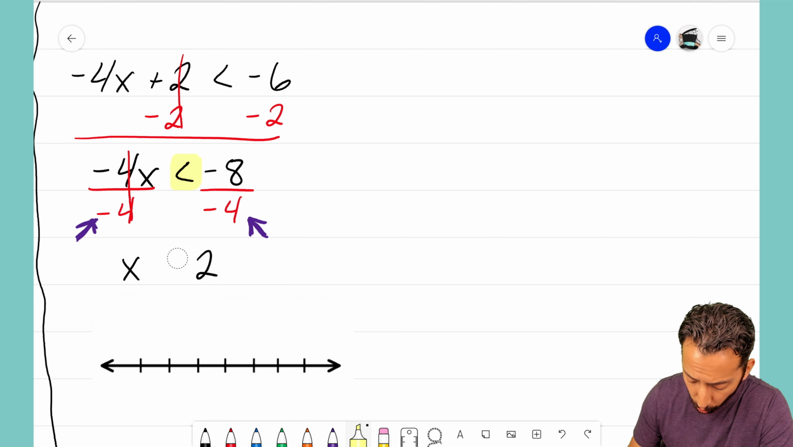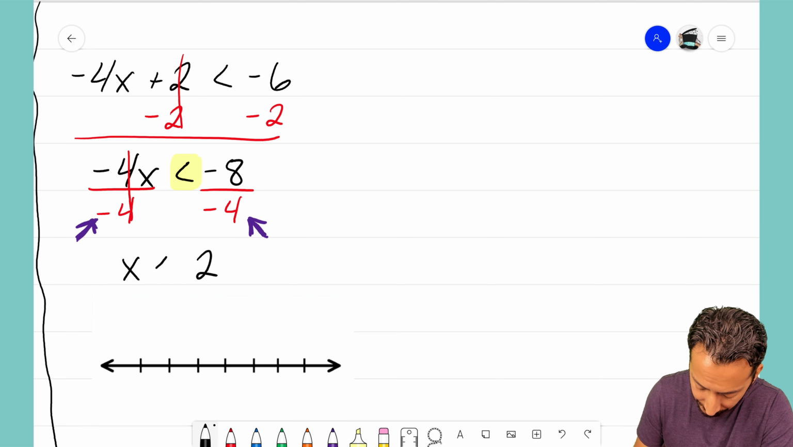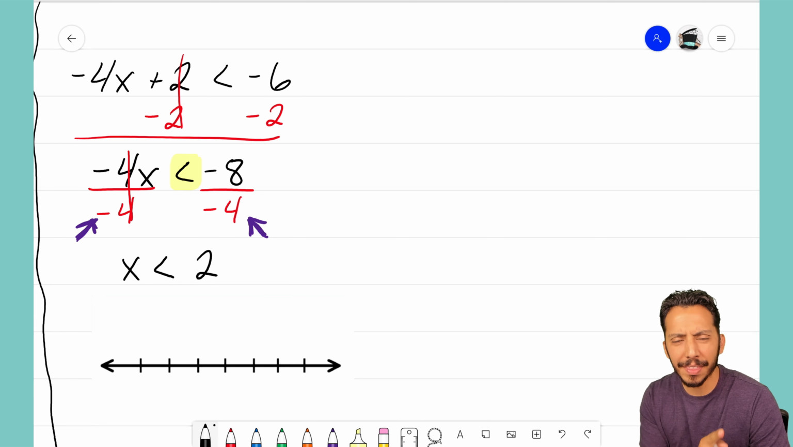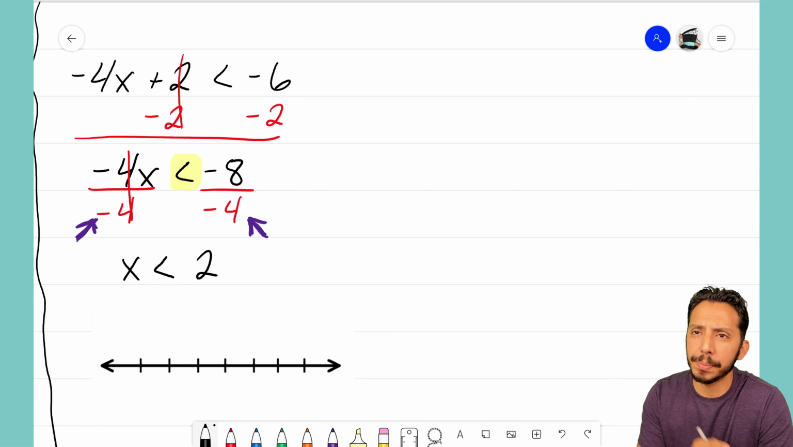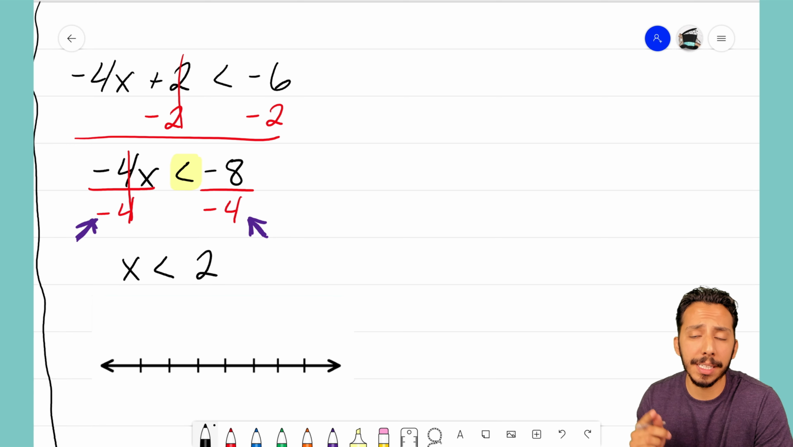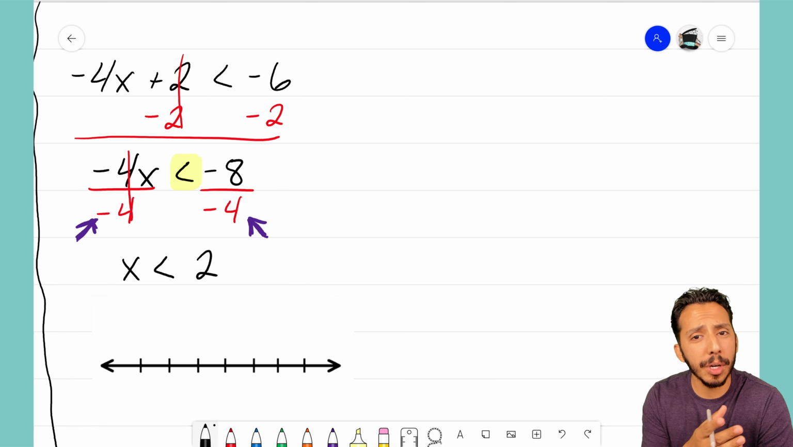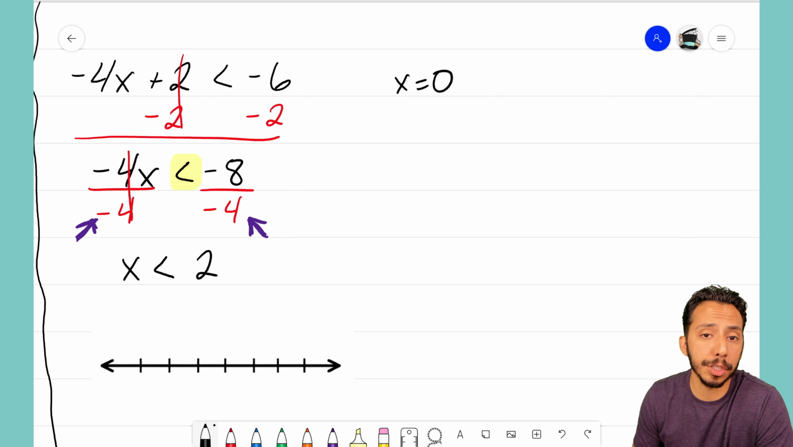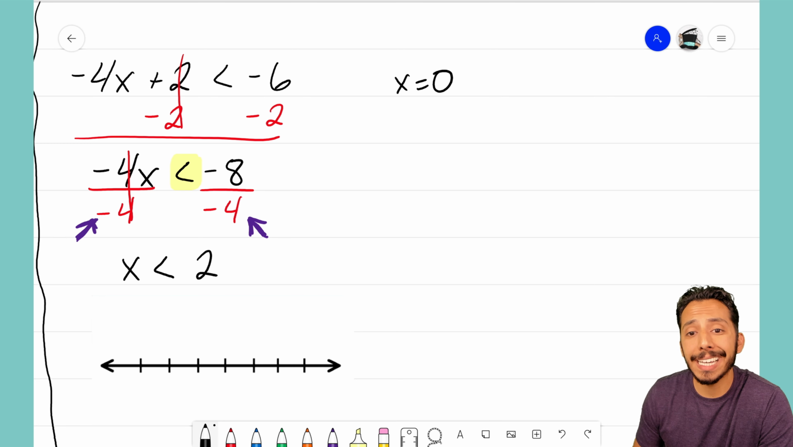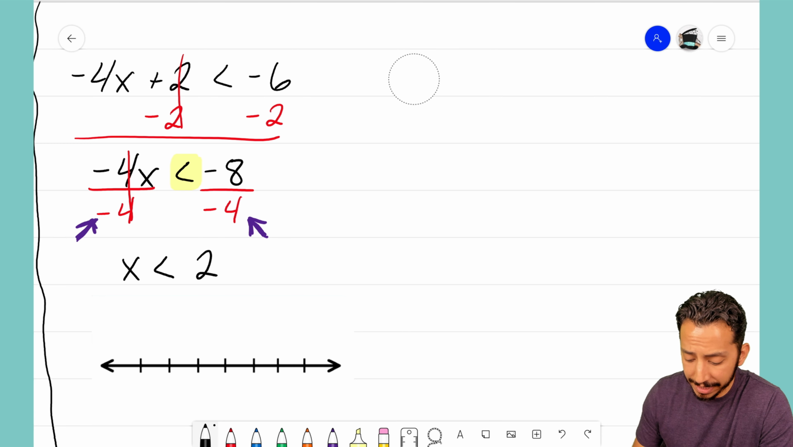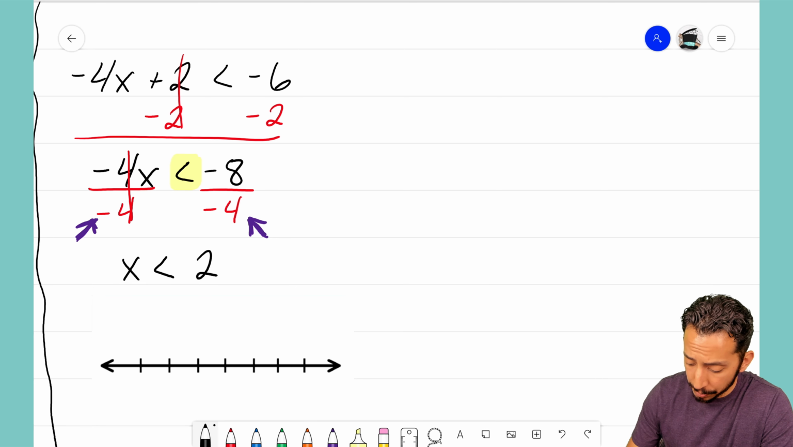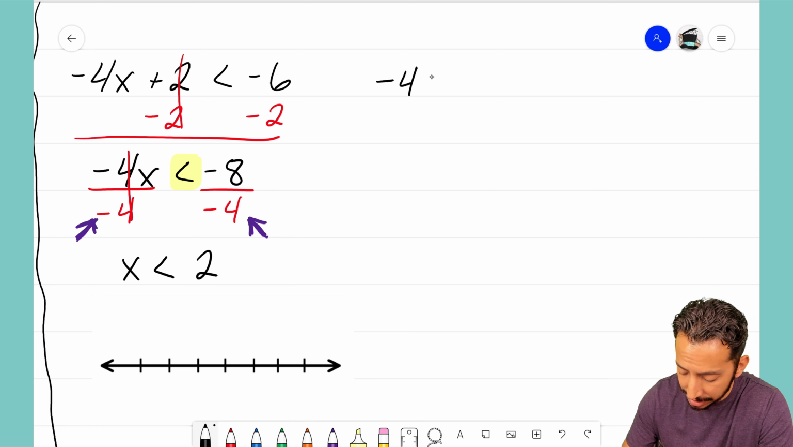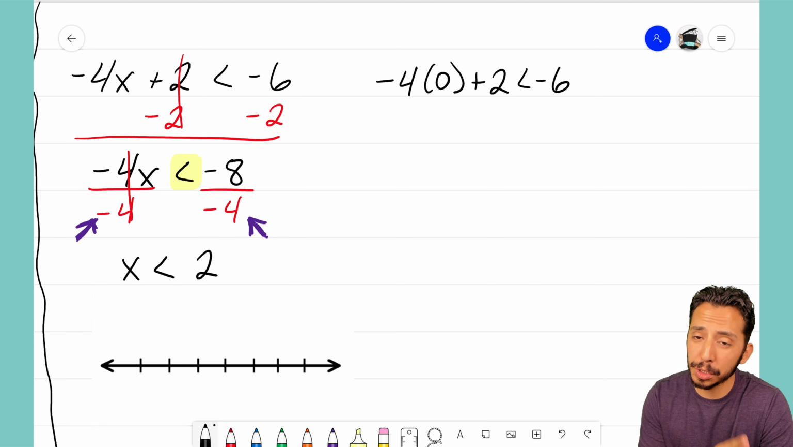Had I written this the old way and forgot to flip it and left it as less than 2, think about that solution. x can be less than 2. x can be a number smaller than 2. Well, you know what number is smaller than 2? I think 0 is smaller than 2. So then why don't I just take 0 and plug that into our original inequality? Because we're saying that the solution for this are any numbers that are less than 2. And since 0 is less than 2, I should plug that in and get a true statement at the end.